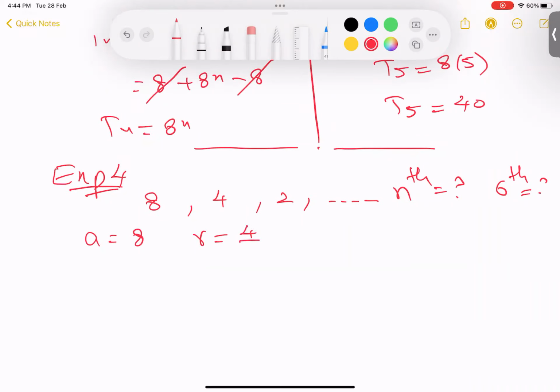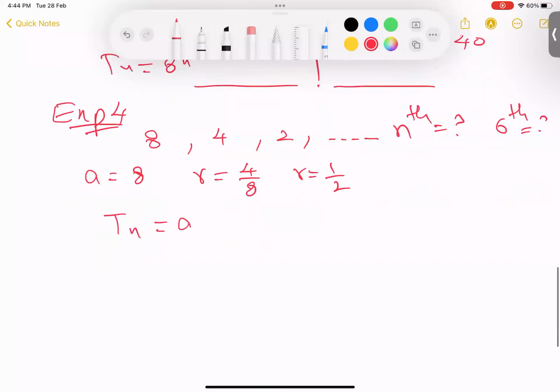I repeat my words like this. So 4 ones are 4, 4 twos are 8. So I got a half. But wait a minute. So I got a half. You can write this as 2 up and 4 down, no issue at all. And the formula is Tn equals A R to the power n minus 1. Now I'm replacing all. A value is 8, done. R is half, done. And n minus 1.